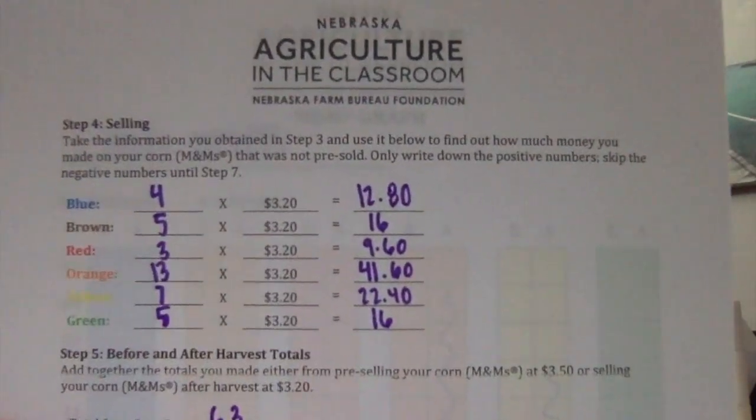Our next step is step 4. Take the information you obtained in step 3 and use it below to find out how much money you made on your corn that was not pre-sold. Only write down the positive numbers, skip the negative numbers until step 7, and you will get something like this.